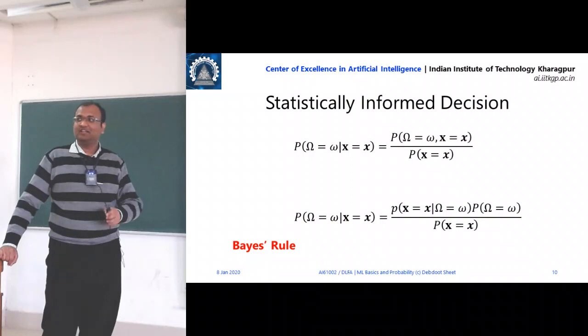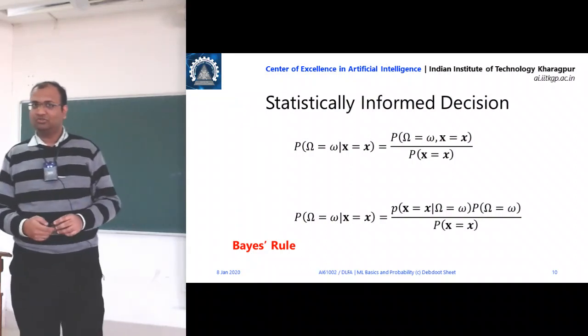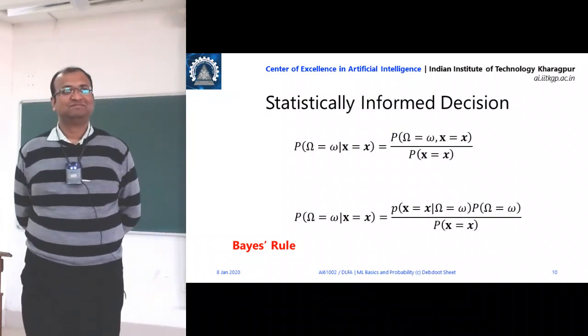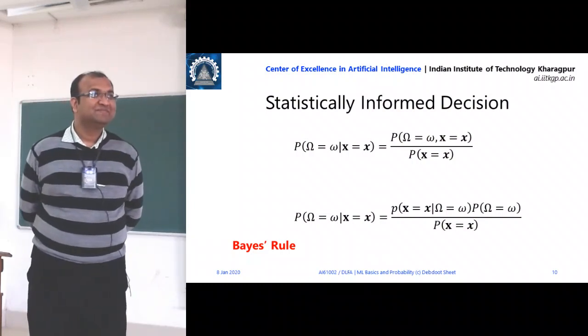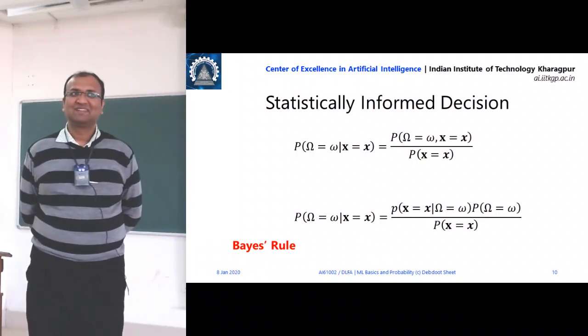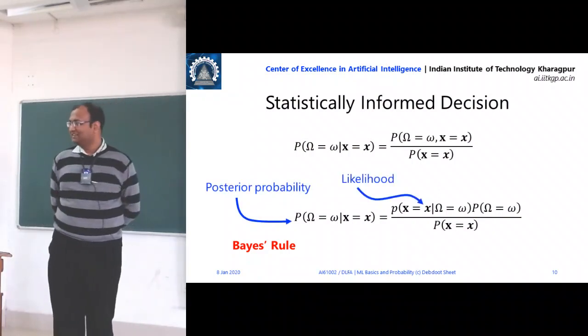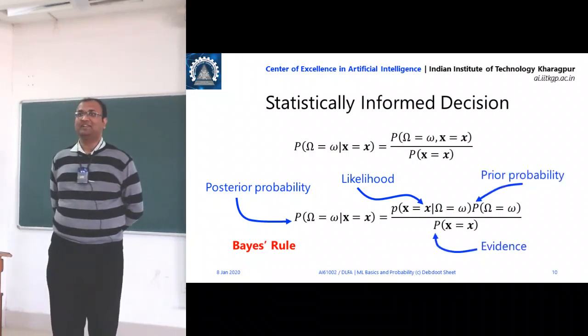Good. But then what are the names? And the denominator is also a very critical part. And if the denominator does not exist, then nothing can happen over here. So let's get into the names. This is called as posterior. You are correct with that. This is called as likelihood. You are correct with that. This is called as prior probability. This is what is called as evidence.